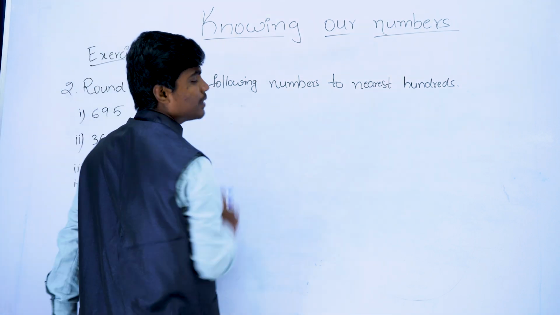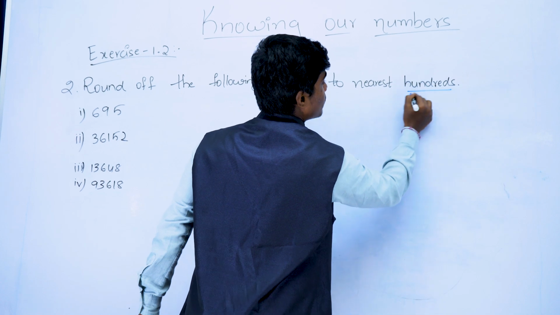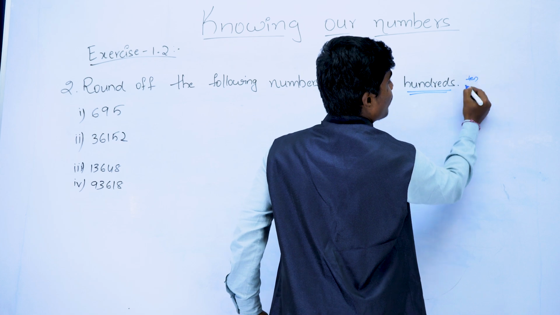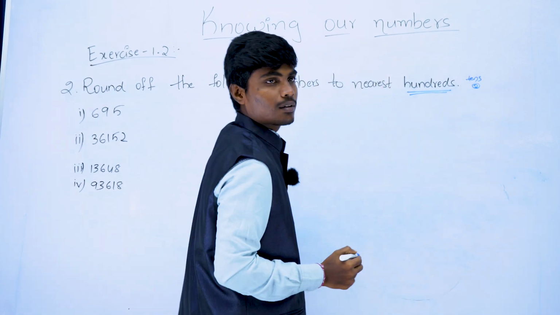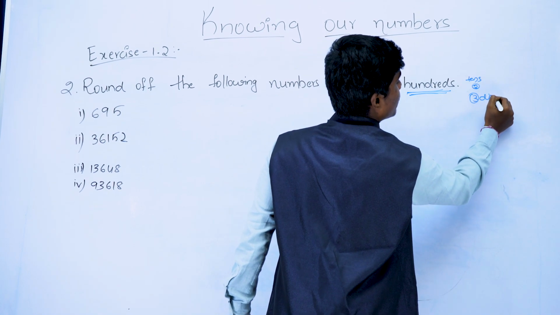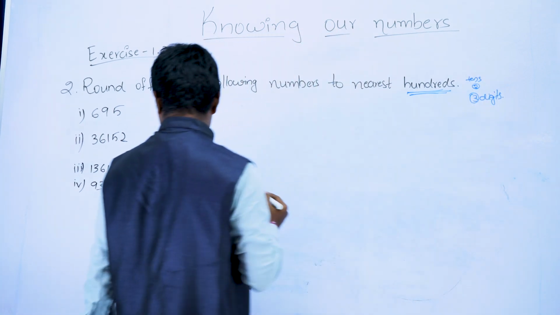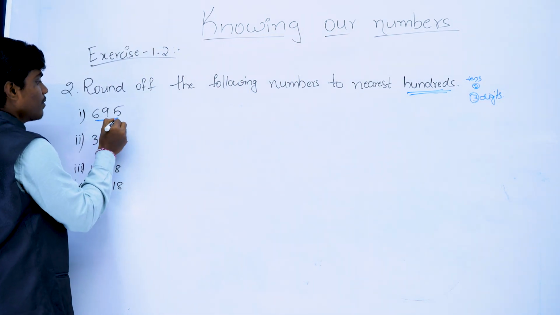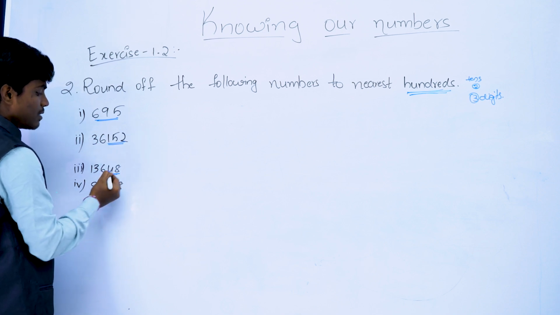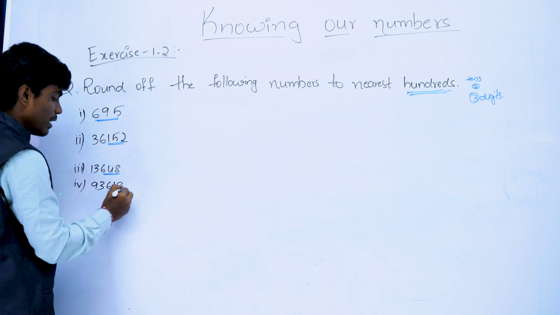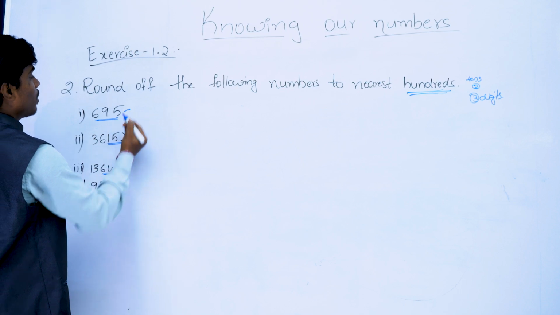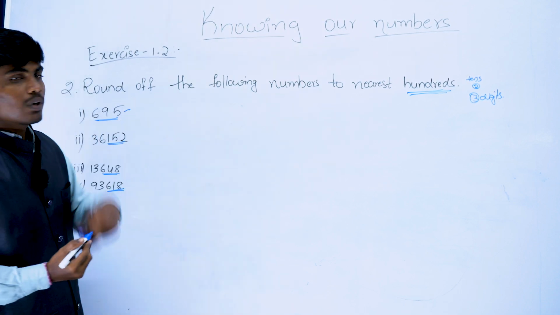Second problem of exercise 1.2. Round off the following numbers to nearest hundreds. See, as I told you, when it comes to tens, we have to take the 2 digits. Now, while coming to the hundreds, we have to take the 3 digits of each number. Here we have to take 3 digits 152, 648, and 618.